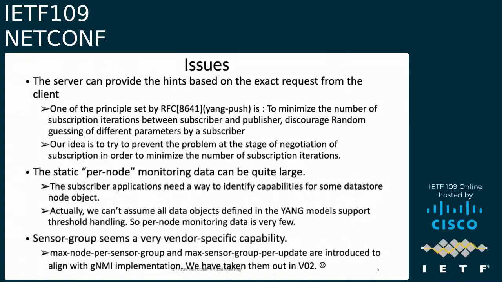And the second question is that the static per node monitoring data can be quite large. We discussed it, and we think the subscriber applications need a way to identify capabilities for some datastore node objects. In fact, we can't assume that all data objects defined in the YANG model support threshold handling. Maybe only some support these functions, and so it won't generate so much data. And the third question is that sensor group seems a very vendor specific capability. So we removed two parameters: one is max node per sensor group and the other is max sensor group per update.